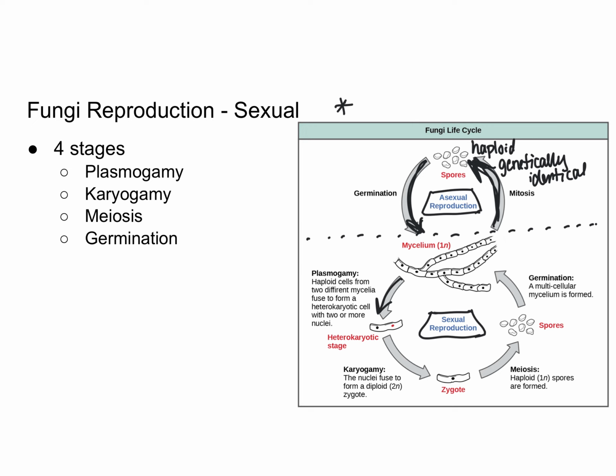So the four stages of sexual reproduction: the first one is plasmogamy, which we can see right here. The second step is karyogamy. The third step is meiosis. And the fourth step is germination. And we're going to break these down in more detail on the following slides.